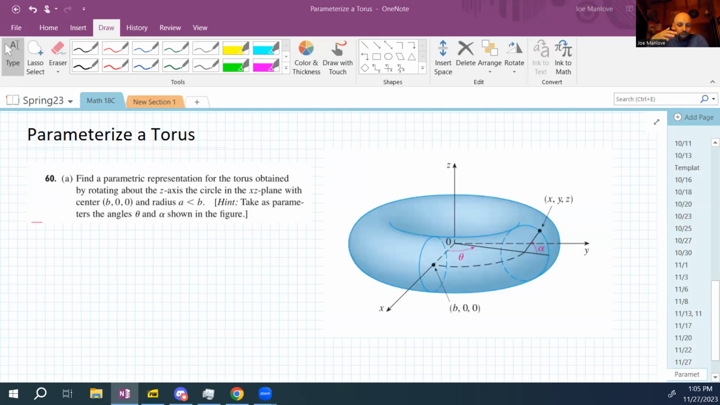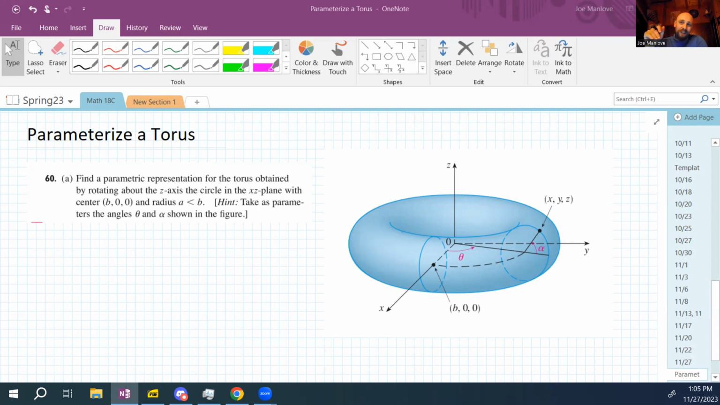Okay, so we're going to go through parameterizing a torus. This problem's hard. There's no shame in being hung up on this one. I did ask you to think about this for a little bit, and I absolutely want you to think about this for a bit before you dive into watching the video.